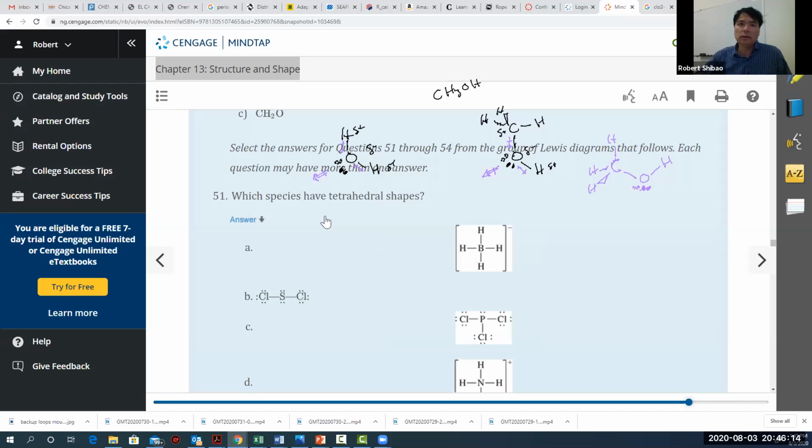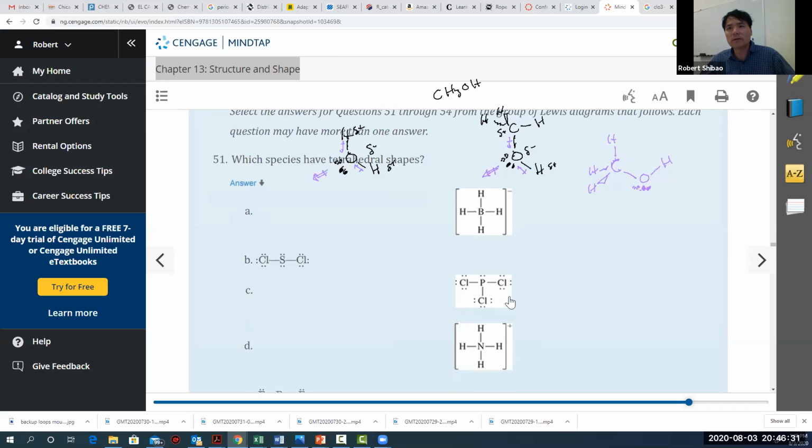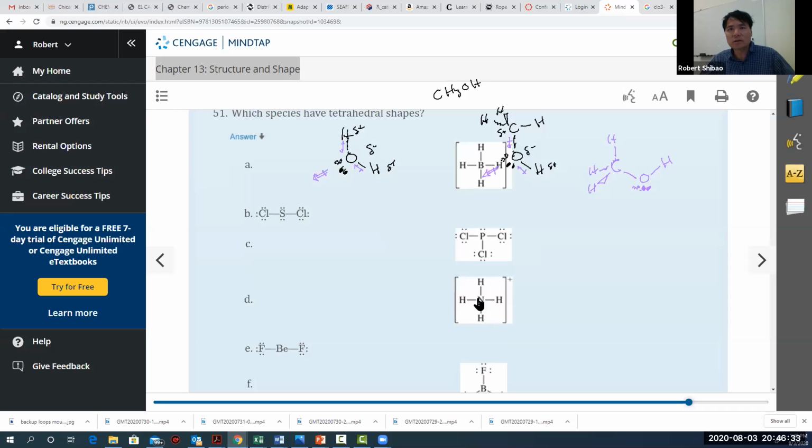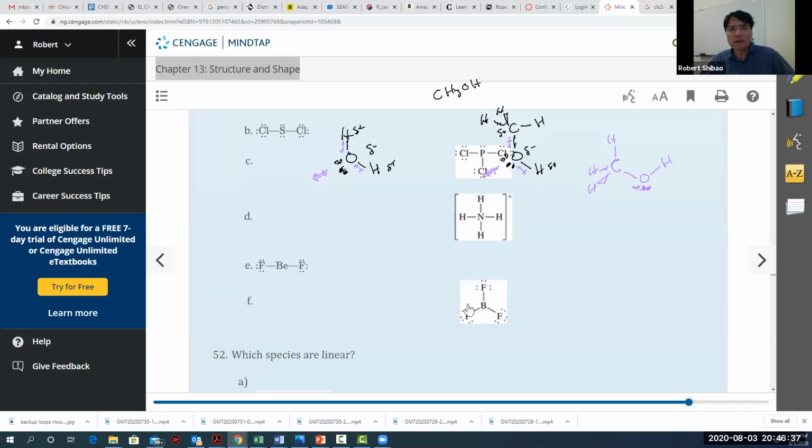And so this has a tetrahedral electron pair geometry. Two lone pairs and two single bonds would be tetrahedral, but the molecular geometry is going to be bent, because we don't see the lone pairs in the molecular geometry. This also is going to be a tetrahedral electron pair geometry, but the shape should be trigonal pyramidal. This is going to be tetrahedral. This is going to be trigonal planar.